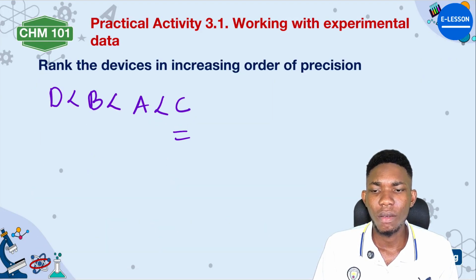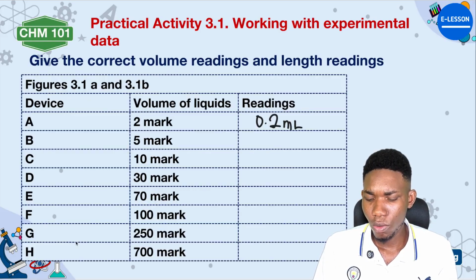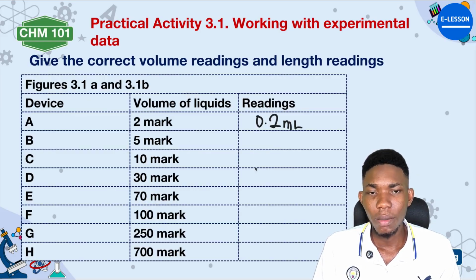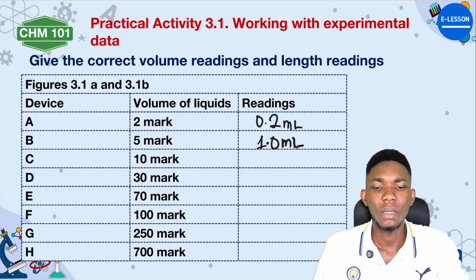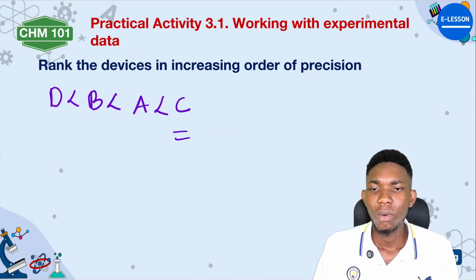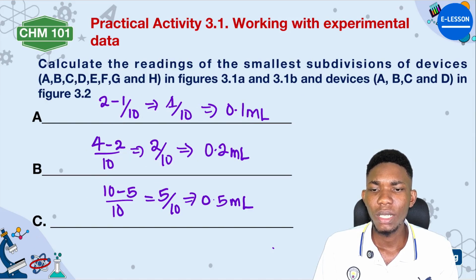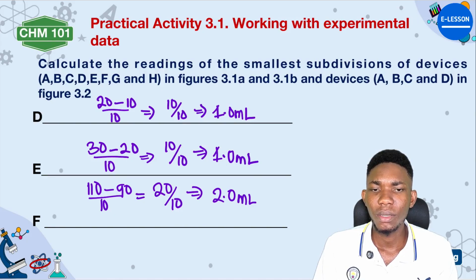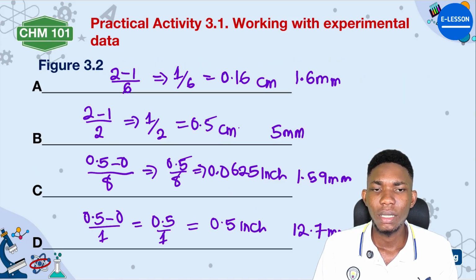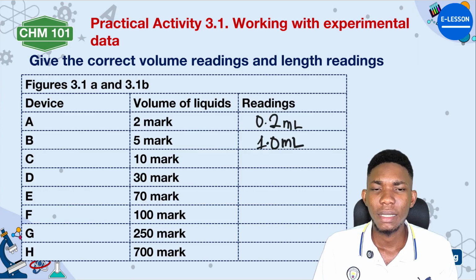So we are going to have 0.2 times 5, that will give us 1.0 mil. All right. Then the next one is C. What was the lowest subdivision for C we calculated? 0.5 mil. All right. So at 10 marks for that one, it will be 0.5 times 10, which is 5.0 mil.